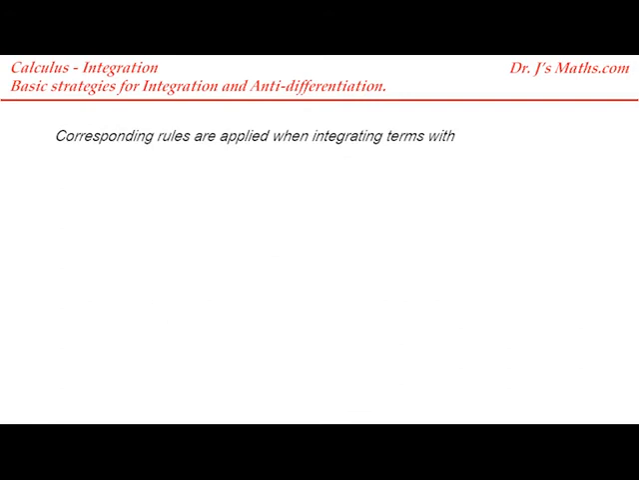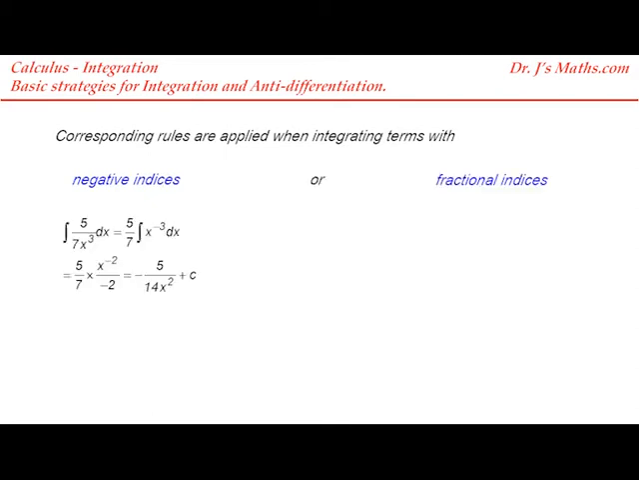Corresponding rules are applied when integrating terms with negative indices or with fractional indices. So for negative indices, we might have the integral of 5 over 7x cubed dx. Rewrite that as 5 over 7 integral x to the minus 3. Leave the constants out the front. Bring the index up into the numerator. So we now integrate that in the normal way.